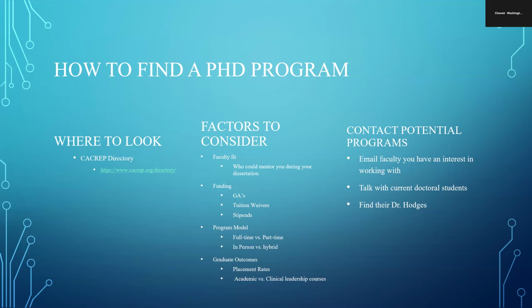Contact potential programs. So email the faculty that you have an interest in working with. Just kind of introduce yourself. Let them know that you're interested in the program, you're interested in the research, so they know that you're applying ahead of time, right? They're almost looking for your application in the pool when it's time to come.